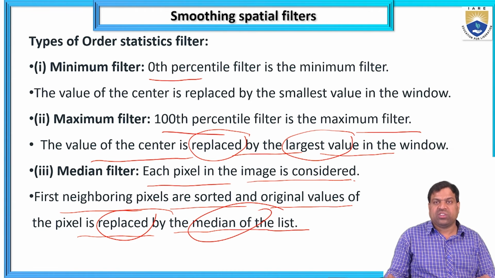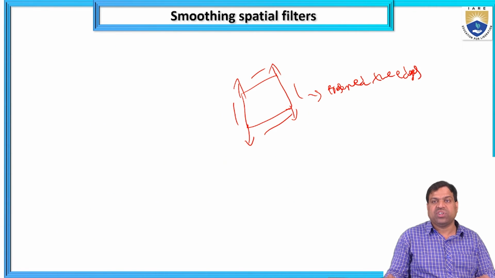So what types are there in the order statistics? That is the minimum filter, maximum filter, and median filter. The minimum filter is the 0th percentile filter. In the minimum filter, the value of the center is replaced by the smallest value in the window. What is a maximum filter? The 100th percentile filter is the maximum filter. The value of the center is replaced by the largest value in the window. Another one is the median filter. Each pixel in the image is considered, the neighborhood pixels are sorted, and the original pixel value is replaced by the median of the list.